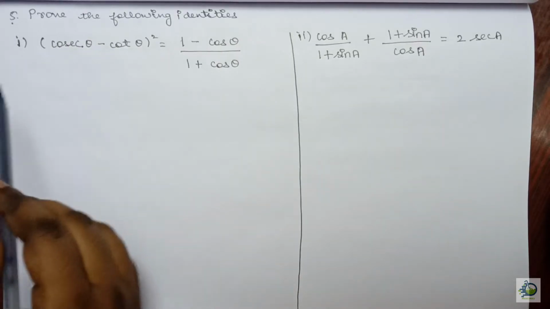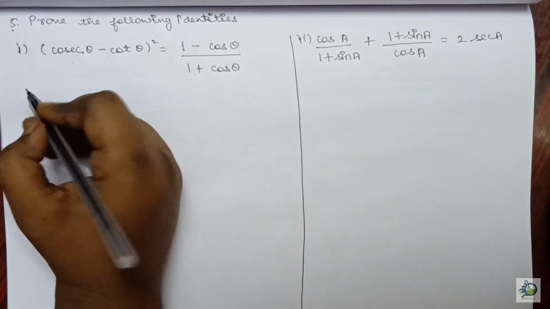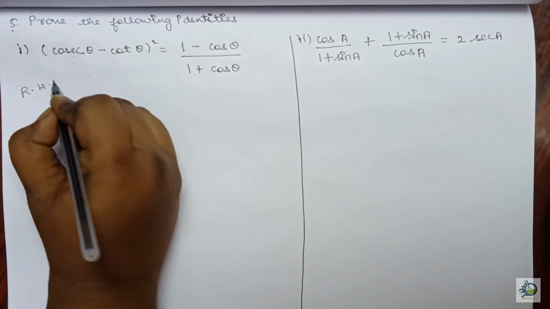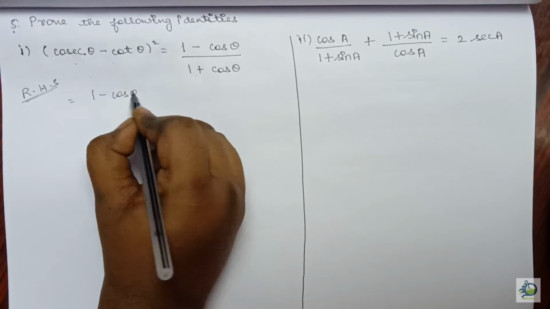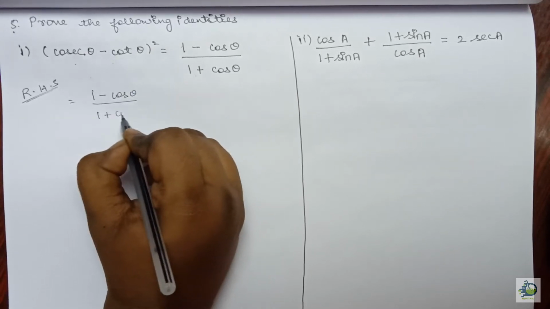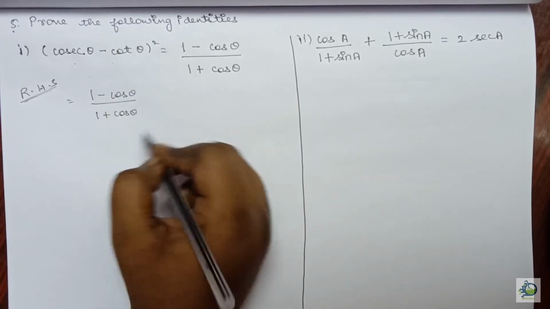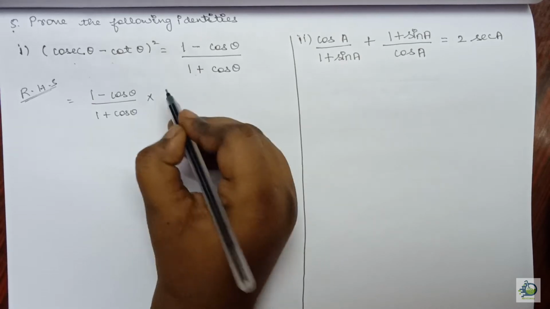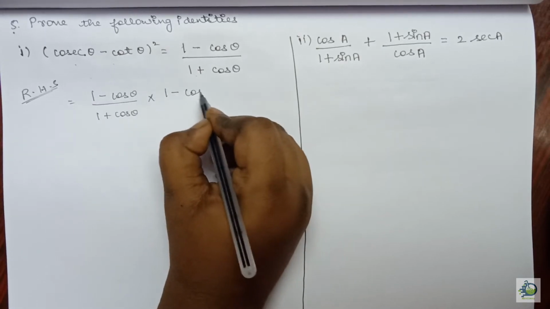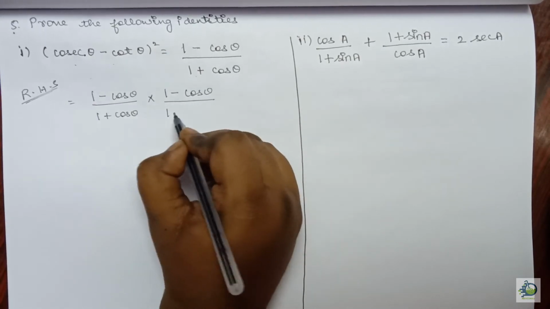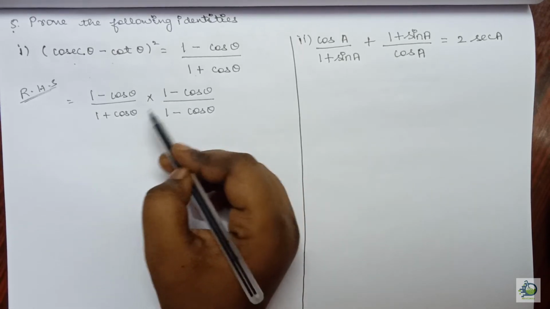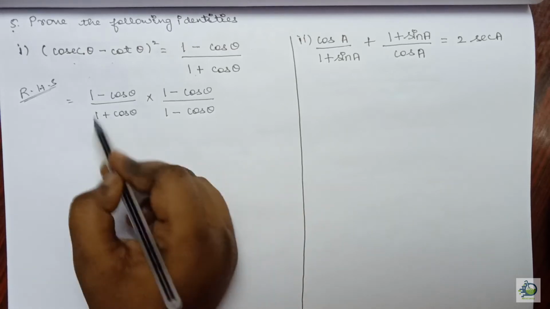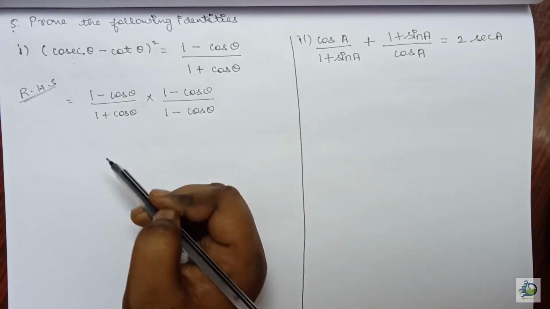Now let's move on to the fifth question. Now let us consider RHS. In RHS we have 1 minus cos theta divided by 1 plus cos theta. Now we are going to take the conjugate for this. So this becomes 1 minus cos theta divided by 1 minus cos theta. We know that conjugate is nothing but multiplying and dividing by the denominator with just the sign changed.